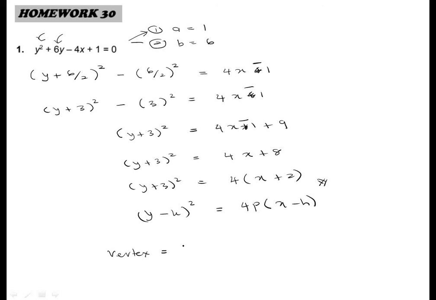So from here, we can get the coordinates of our vertex. From h, it is 2. And then from k, negative 3. So the vertex is (2, negative 3). And then here, we can get the value for p. For 4p equal 4, then our p will equal 1.